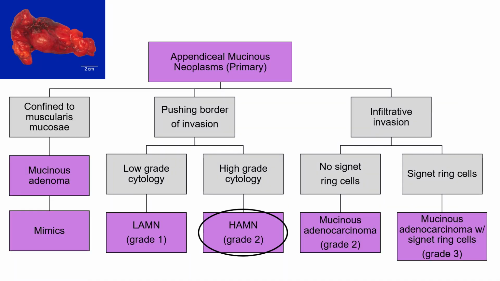Moving on to our next diagnosis, HAMN has essentially the same architecture as lamin in that it has a pushing border with loss of the lamina propria and muscularis mucosae and underlying fibrosis, but it now has high-grade cytology. And some advocate for using at least 10% high-grade cytology to make this diagnosis to make sure that we're not calling this on a very small area.